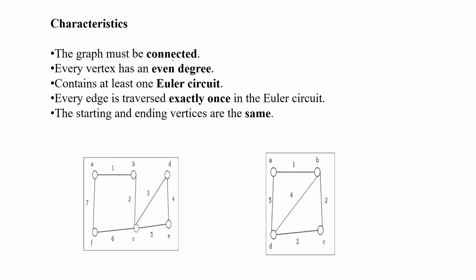Characteristics: the graph must be connected and every vertex has an even degree. This is important, we have to remember: it contains at least one Euler circuit and every edge is traveled exactly once. This is the meaning; they have given the same diagram also.